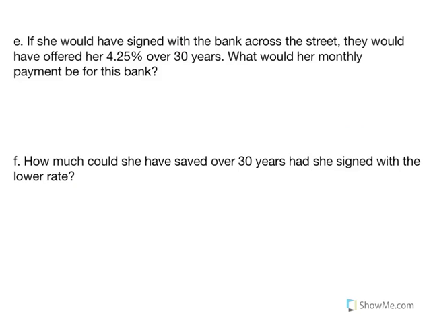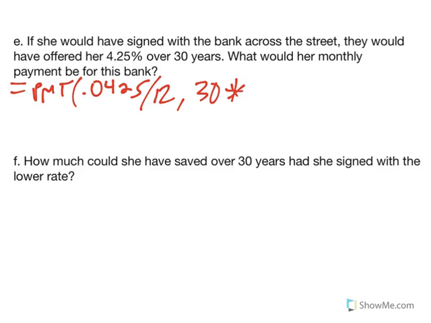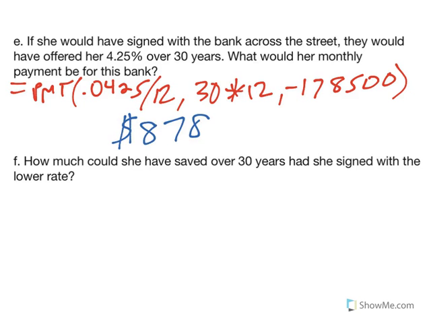Now, if Camilla would have shopped around, across the street, she could have got a 4.25% interest rate. Well, how does that change things? Well, let's start with our equals PMT, because that figures our monthly payment. So if I've got a smaller rate, divide by 12. I'm still doing 30 years, 12 months in a year, and I'm still borrowing 178.5. So with that, her payment goes down to 878.11.